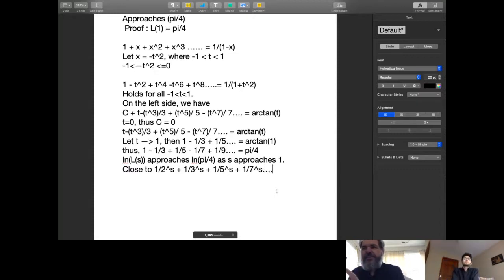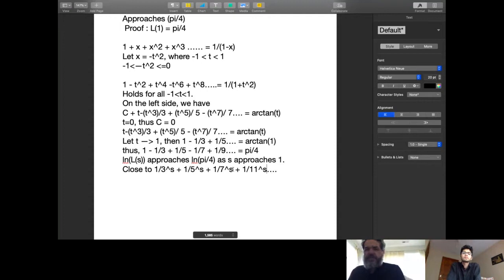Okay, but that's not quite correct. You see, in our series L of s, we avoided all the denominators that are even numbers. Yes. There's no 2 to the s, no 4 to the s, no multiples of 2. And for this reason, 1 over 2 to the s will not be there. So we can remove this 1 over 2 to the s. Yes. We only have 1 over 3 to the s, 1 over 5 to the s, 1 over 7 to the s, and so on.